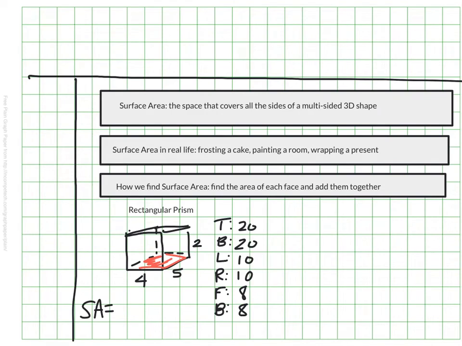How'd you do? Hopefully all of these faces are the same as mine. And then the total, if we added them all up, would be 76, and it would be in units squared because it's still a type of area.